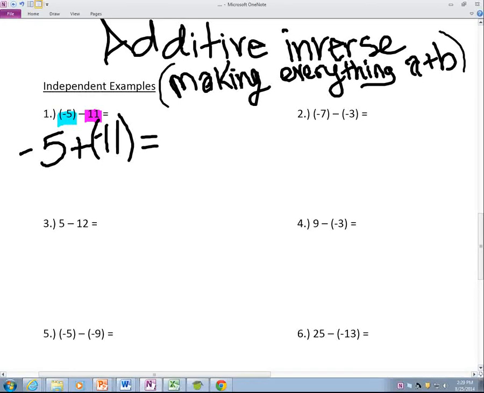So without needing to use our integer blocks or whatever, what is negative 5 plus negative 11? Okay, well, first off, let's look at this from a distance. Freddie, can you tell me if this is going to have a positive or a negative value? Negative, because we have a negative plus a negative. It's always going to be negative. Okay? Harrison, what do you think? Negative 16, you are correct. I agree with you.